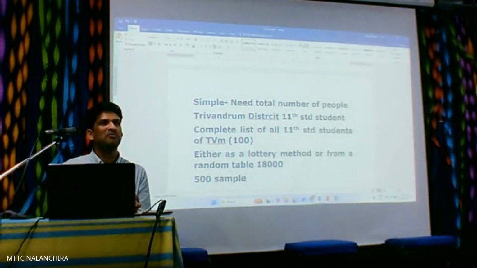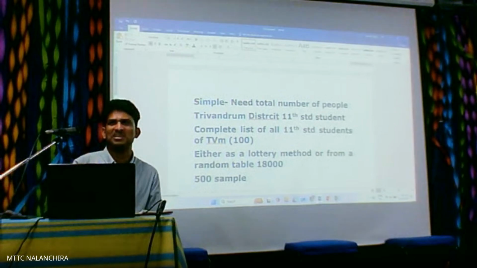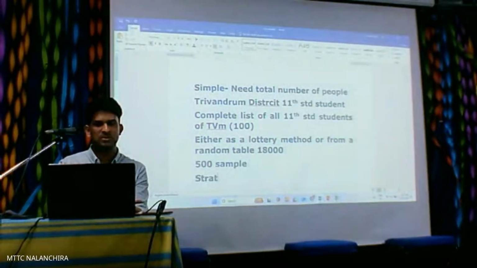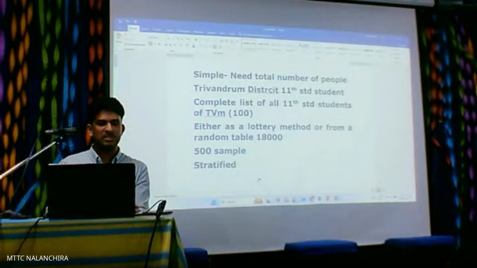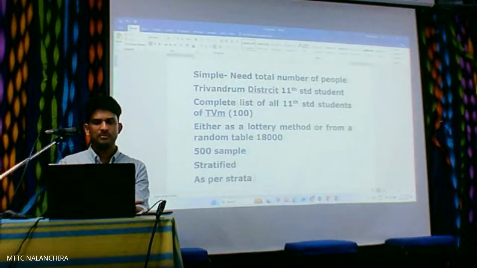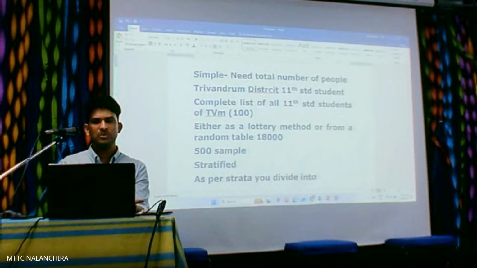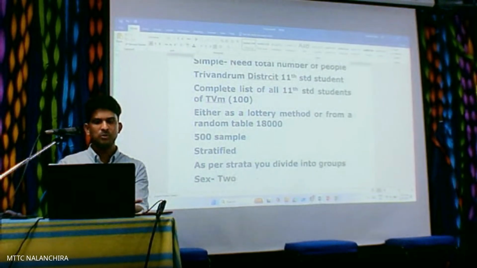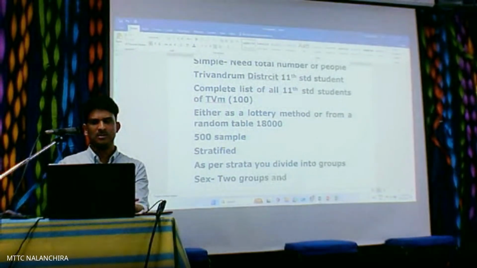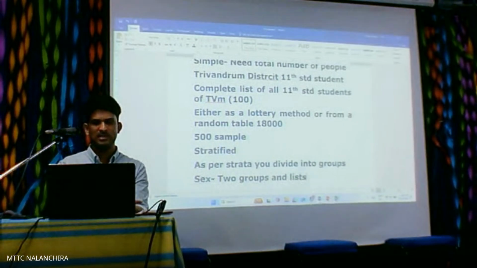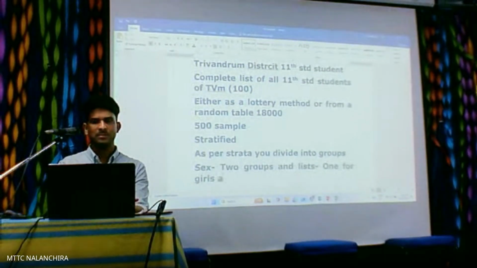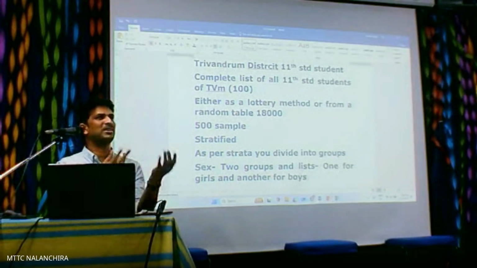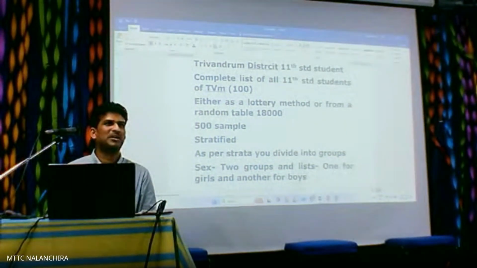This 500 will be 1 or 2 from one school, the other 2 from the other school. So it is very difficult to get it. The same thing is possible in stratified also. Only thing is that here, as per the strata, you divide into groups. For example, your strata is sex category. So you will have 2 groups and their list. One for girls and another for boys. That is the only thing. Selection again the same way. So it is also difficult.